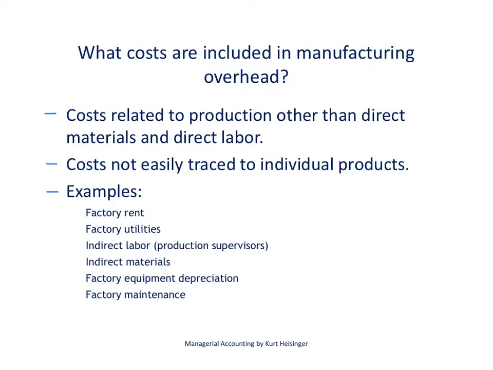Remember that manufacturing overhead costs are related to production, but they're all costs other than direct materials and direct labor. So these are all the production costs that are not easily traced to individual products. Examples are below: things like factory rent, factory utilities, indirect labor, indirect materials, equipment depreciation in the factory, and any maintenance on the factory, all those costs that are not easily traceable to the different products that we are manufacturing within the factory. The goal then is to come up with a way to allocate those overhead costs to our individual products, and that's what we're going to be talking about in this video and in other videos as well.